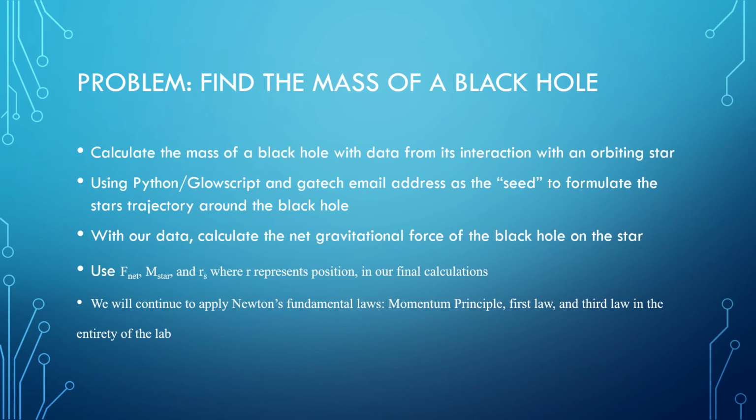So our problem here is to find the mass of a black hole. We will calculate the mass of a black hole using data from its interaction with the orbiting star using Python, GlowScript, and Georgia Tech email address as a seed to formulate the star trajectory around the black hole. With our data, we will calculate the net gravitational force of the black hole on the star.